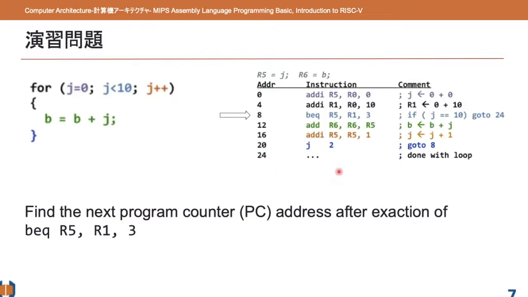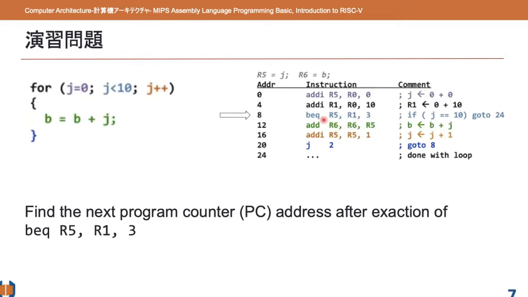In the code, there are 3 columns. The first column contains the address. The second column contains the instruction itself, and the last one is the comment. To execute this for loop, here is the corresponding MIPS code. And the question was, you need to find out the program counter address after executing the branch if equal instruction. Okay, that was the question.